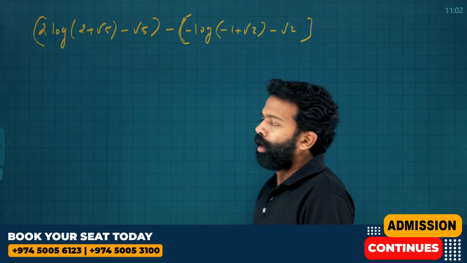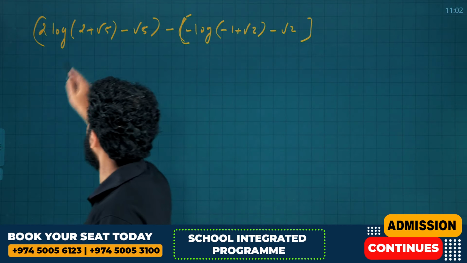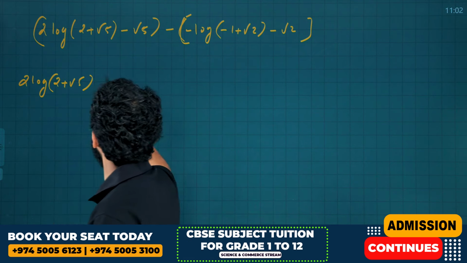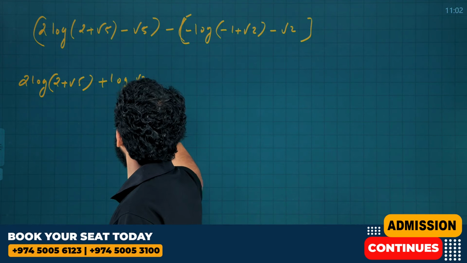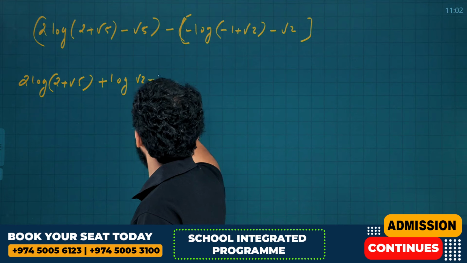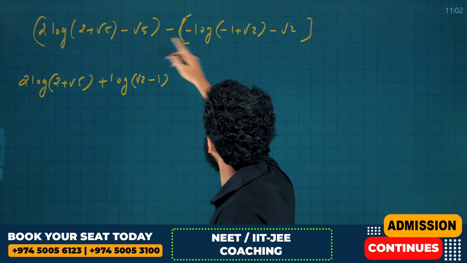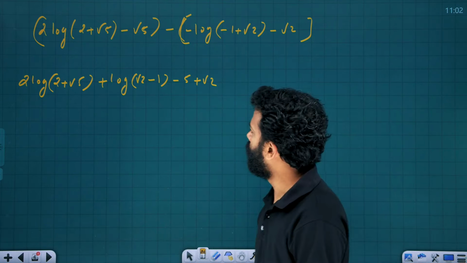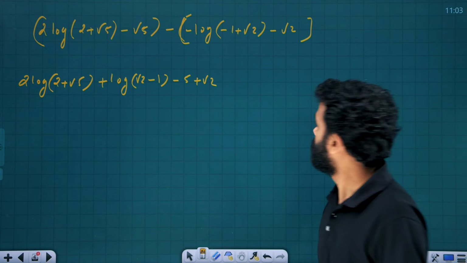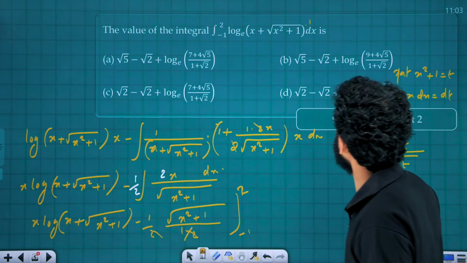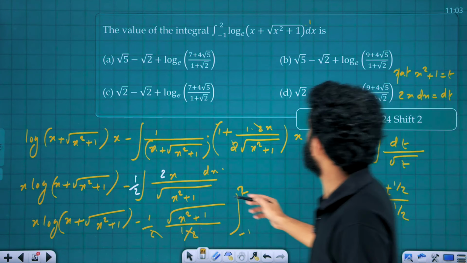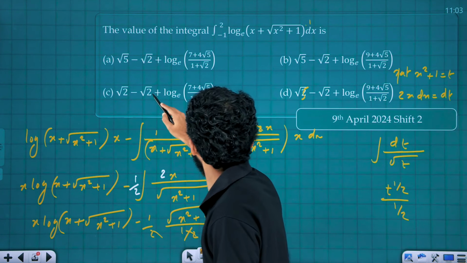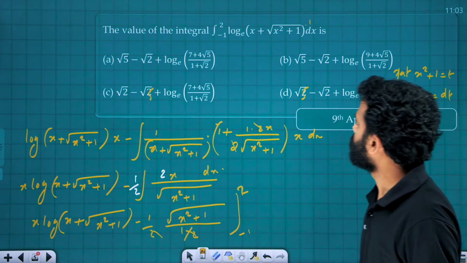Done. Next one. Therefore it will be like 2 log of 2 plus root 5, plus log of root 2 minus 1, and minus 5 plus root 2. It will be like this. So I think we need to pack it accordingly with respect to the option. Yeah, there is a slight mistake over here. It is root 5 and this is root 5. A slight mistake over there.